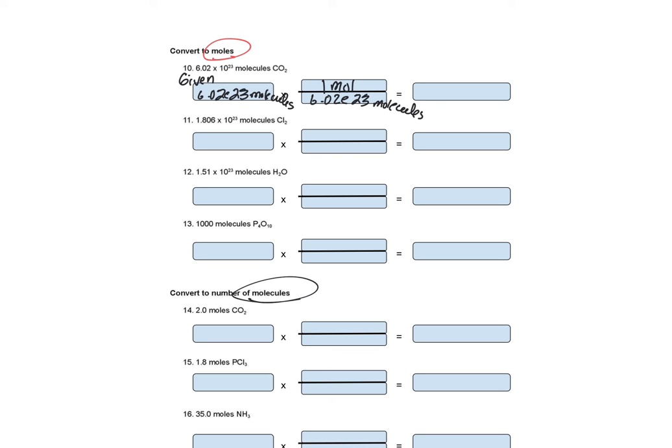Converting back the other way, if I want molecules, like in number 14, I have my given 2.0 moles of CO2. And this time I want moles to cancel, so in 1 mole of CO2, there are 6.02 times 10 to the 23rd molecules. Moles this time cancels, and I'm left with molecules. Up here, I would be left with moles.